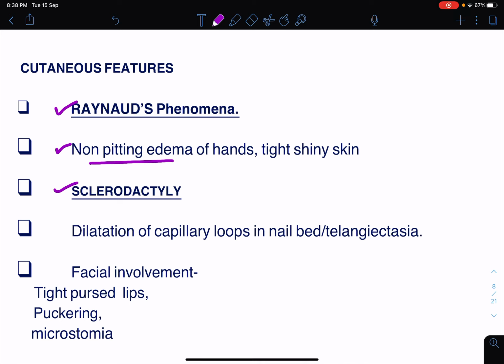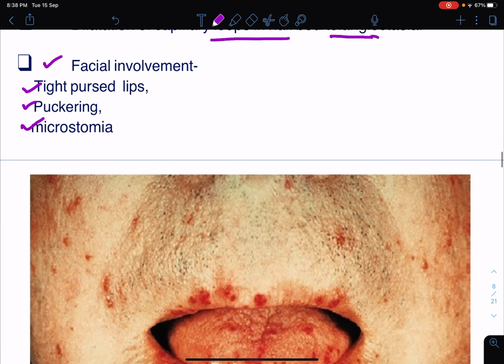Sclerodactyly, that is thickening of skin of the fingers. There will be dilatation of capillary loops in nail bed or telangiectasia. The facial involvement, initially I have shown you a picture of a patient of scleroderma. There will be tight pursed lips, puckering, microstomia. There will also be radial furrowing.